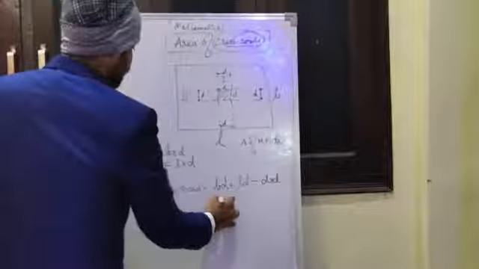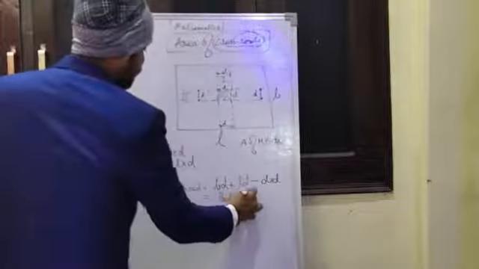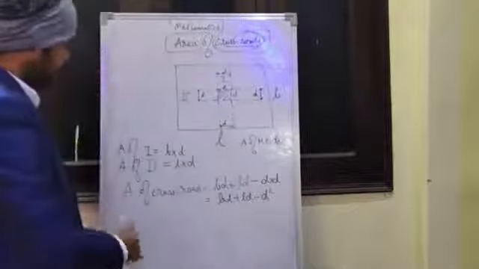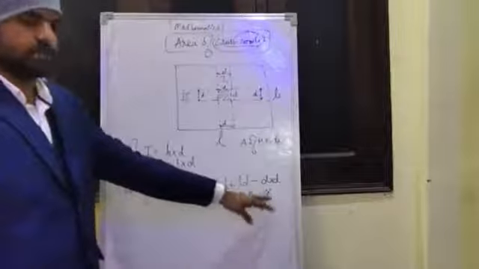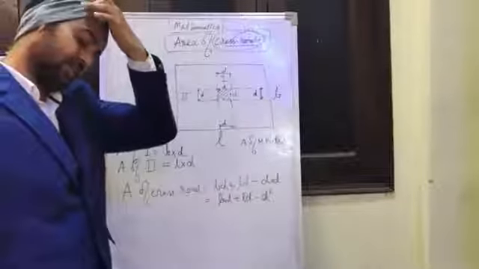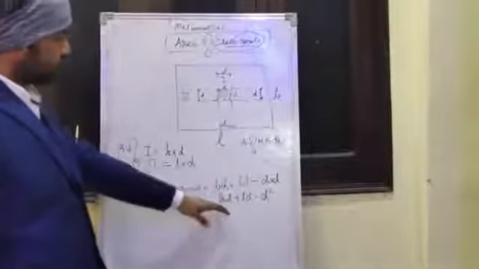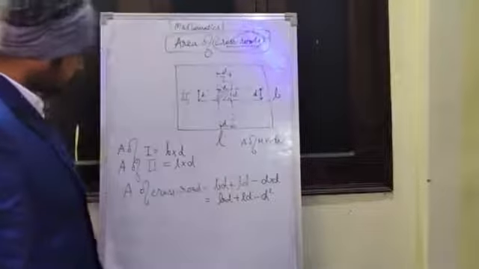So here the formula that you are going to get is: area of the crossroad is b into d plus l into d minus d square. I hope it is clear. So in this way we got this area.